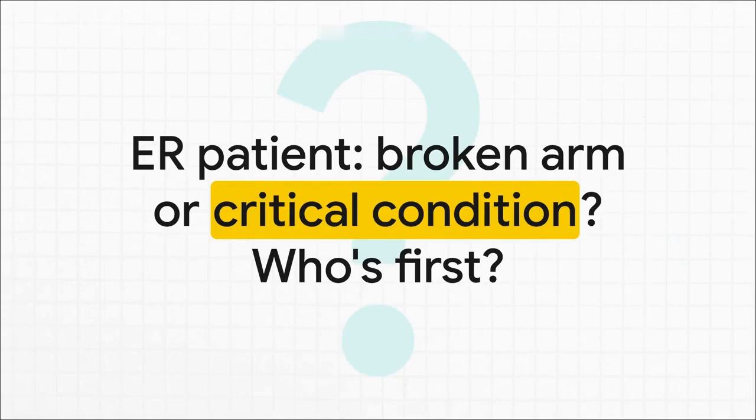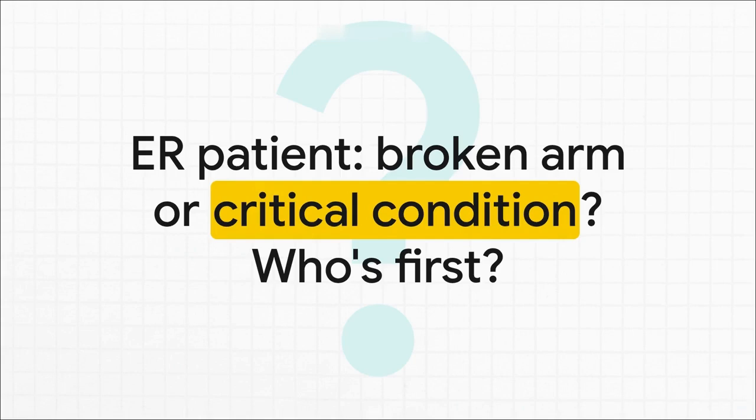So, to get our heads around this, let's start with a really simple question. Imagine you're an ER doctor. You've got a patient with a broken arm, and then suddenly another patient is rushed in critical condition. What do you do? Well, you drop everything and switch to the critical patient, right? Of course you would. And believe it or not, that exact same logic is what computers use every single second to manage what they're working on.